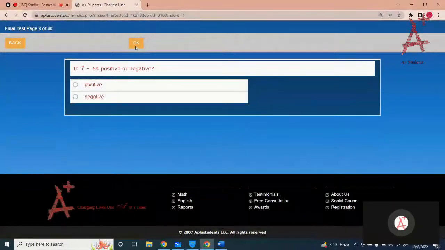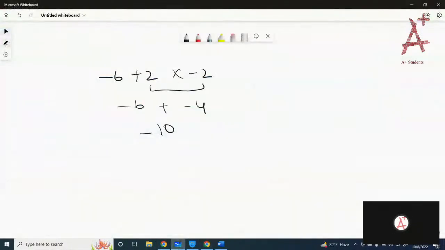Okay, -7 subtract -54. So you are subtracting two numbers with the same signs. Got it? When you are subtracting two numbers, you need to look for the number that is greater. 54 is the greater one, but subtracting a negative number is the same as adding. Let me write it down on the board. -7 minus -54.